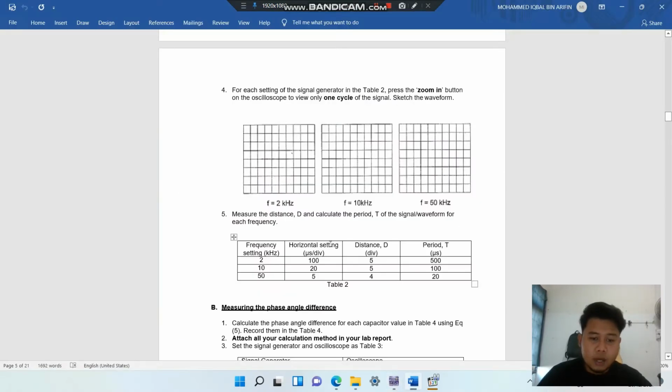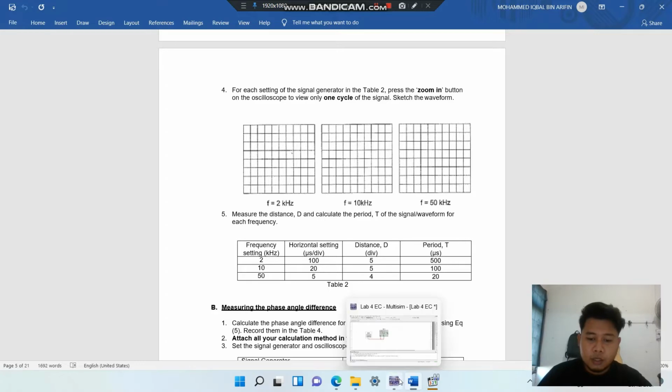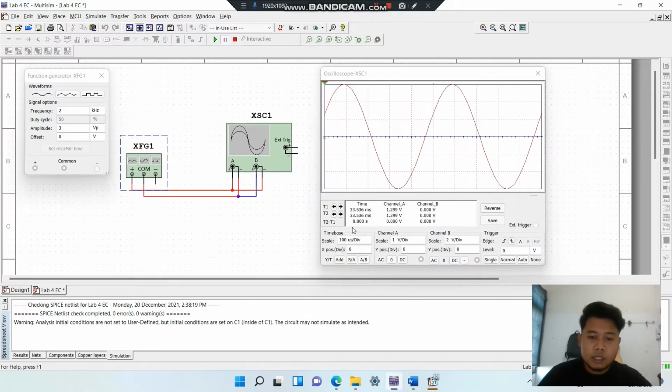The question asks for horizontal setting, distance, and period. For horizontal setting, for the 2 kilohertz frequency it is 100 microsecond. This one can be changed. Time base is for horizontal, and channel A and channel B are for vertical. If we change the time base, the waveform will become much shorter, so we have to set the time base to make it easier to read and easier to plot on the graph after this.